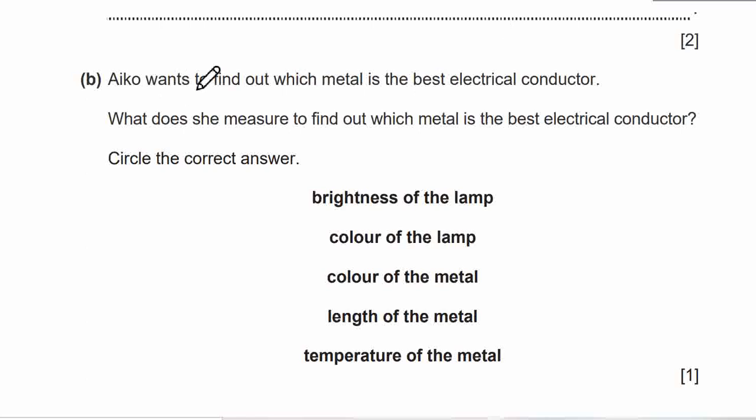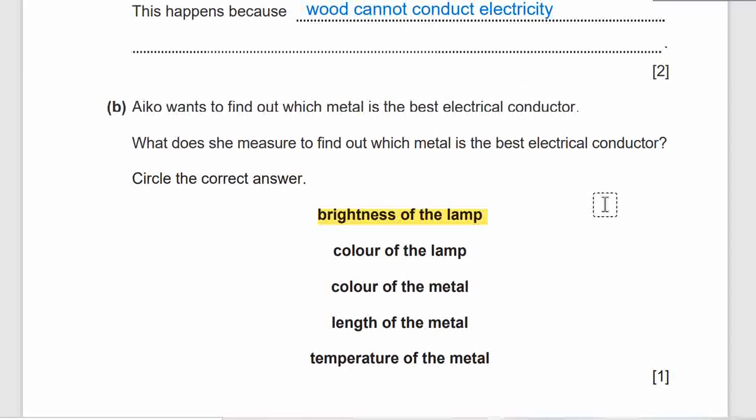Question B. Aiko wants to find out which metal is the best electrical conductor. What does she measure to find out which metal is the best electrical conductor? Circle the correct answer: brightness of the lamp, color of the lamp, color of the metal, length of the metal, temperature of the metal. That will be brightness of the lamp. The best electrical conductor will conduct electricity well, so the lamp will be bright. That's it. This is the last question.